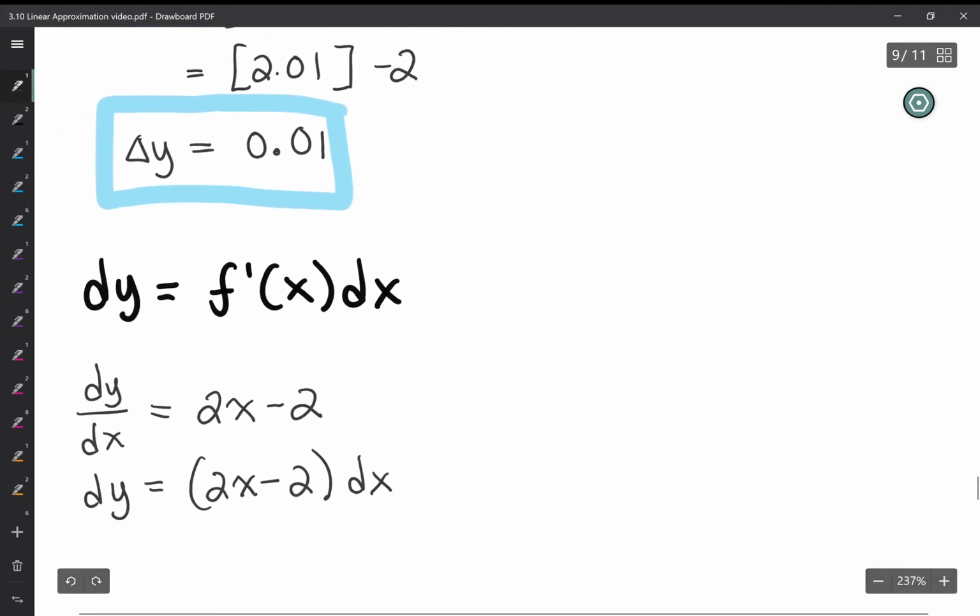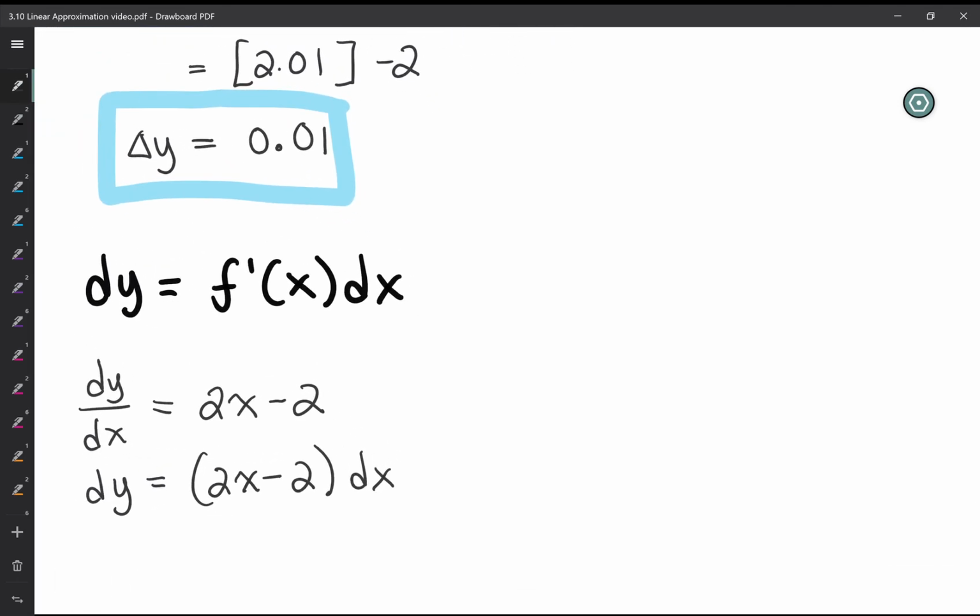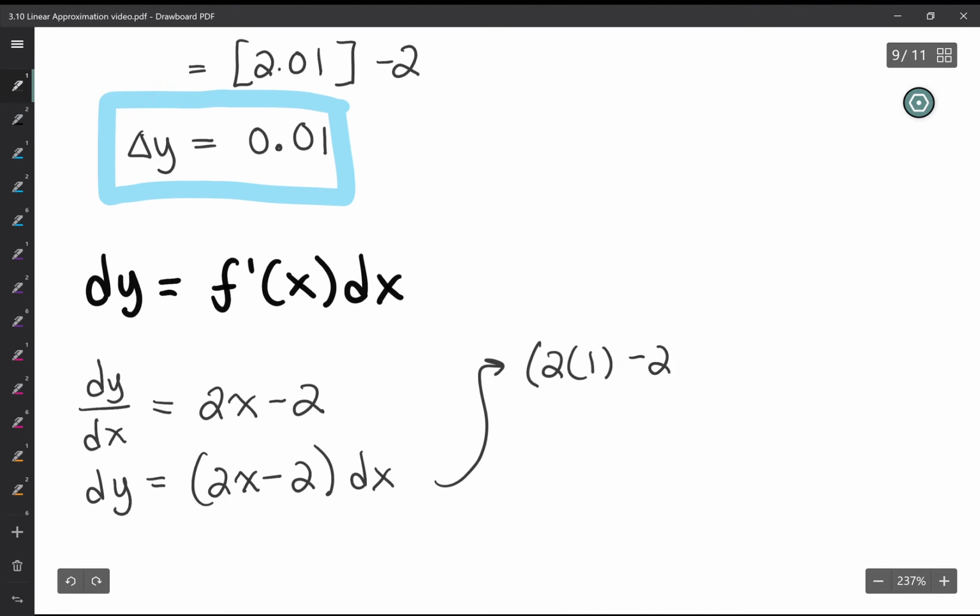Substituting in the values that they gave us for our problem, we have 2 times 1 minus 2 times dx. They said that dx is equal to delta x, which is equal to that 0.1. So dy is equal to 0 times 0.1. So dy is equal to 0.